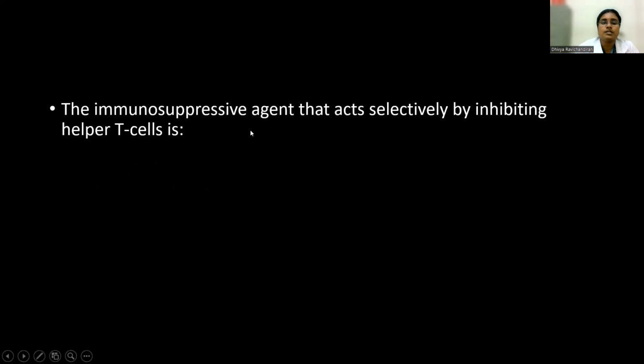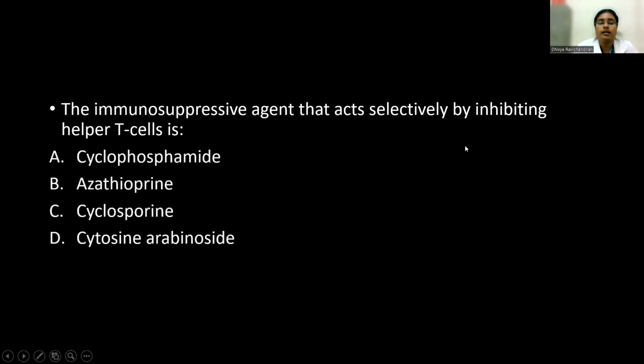So your first question is: the immunosuppressive agent that acts selectively by inhibiting helper T cells. The options are cyclophosphamide, azathioprine, cytarabine, and cyclosporin. So what will be the answer? The answer is cyclosporin. Cyclosporin is an immunosuppressive agent that inhibits the helper T cell.